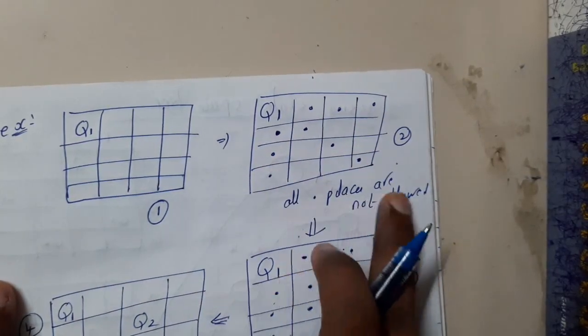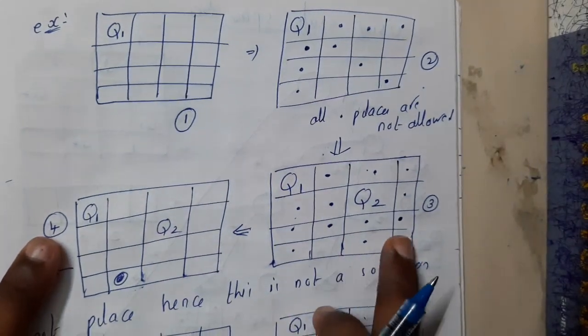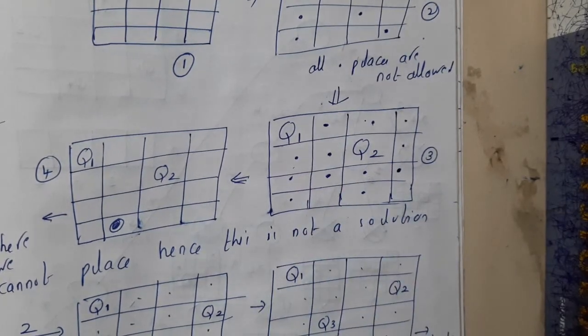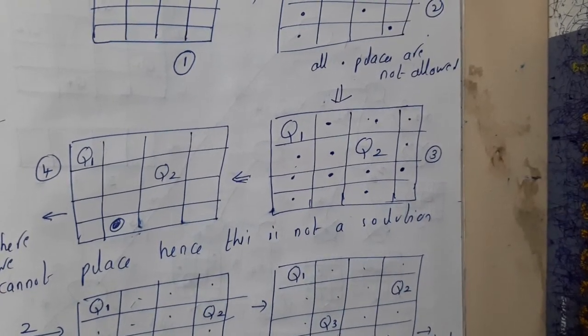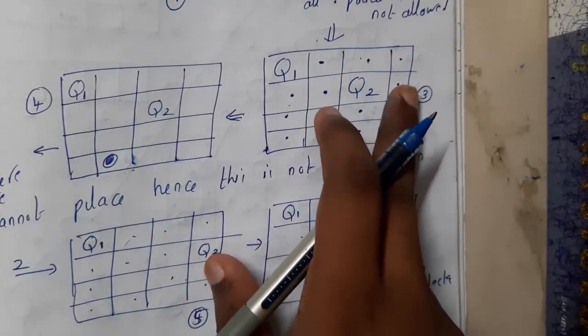All dots places are not allowed. So we took here. So now again place the dots. Okay, so we got 2 places. Already the third row is completely blocked. So we cannot place 4 queens anyhow. So we will be moving 1 step back.